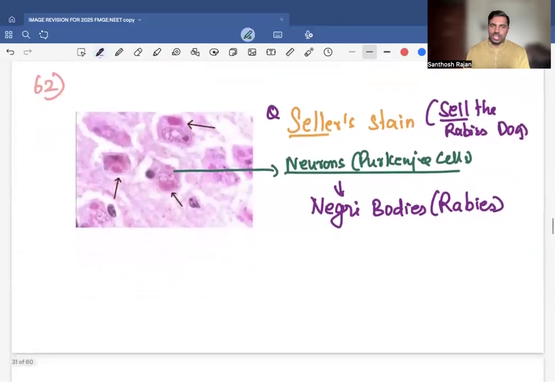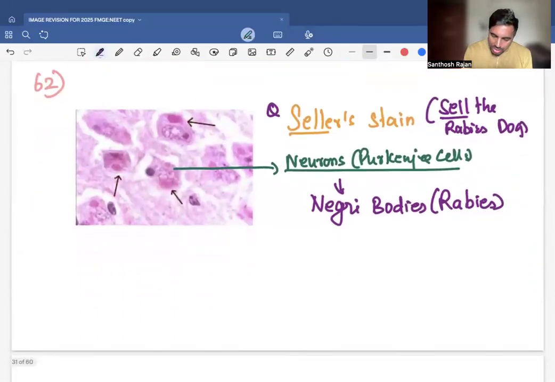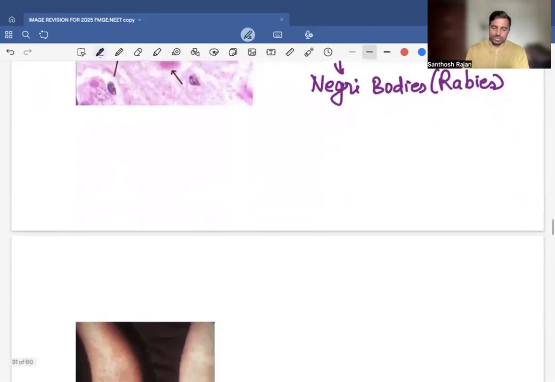Okay, Negri bodies inside the neuron. You can see here also, this mildly stained one. Here also you can see this mildly stained one. All these things. Okay, special bodies.